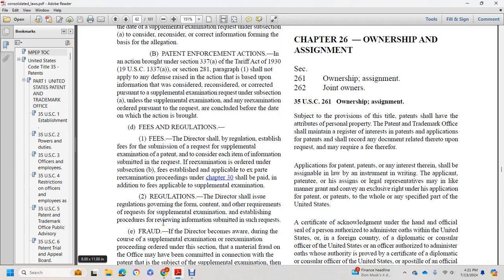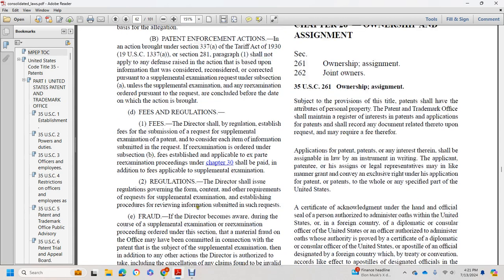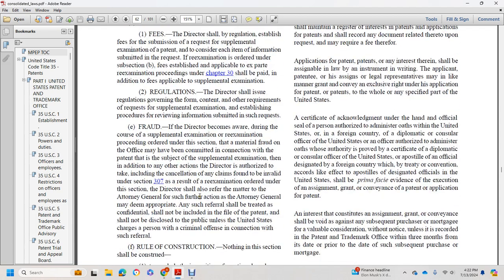Fees and regulations. The Director shall by regulation establish fees for the submission of a request for supplemental examination, for each item of information submitted in the request, and for any subsequent fees established after the ex parte reexamination proceeding in Chapter 30. These shall be paid in addition to fees applicable to supplemental examination. The Director shall issue regulations governing the form and content of the request and other requirements of supplemental examination, establishing procedures for reviewing information submitted in the request.